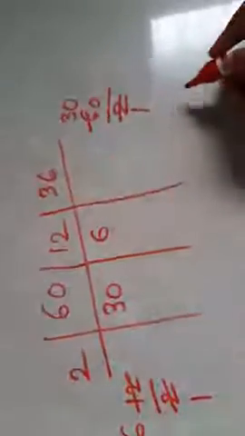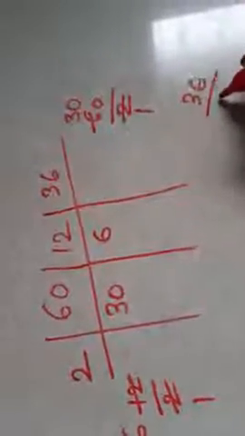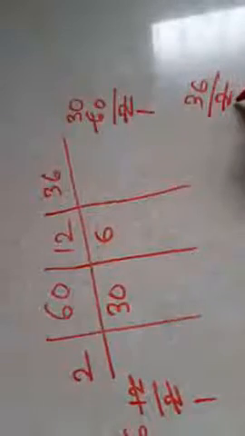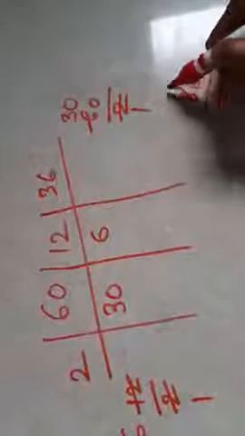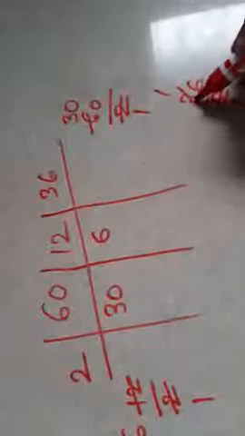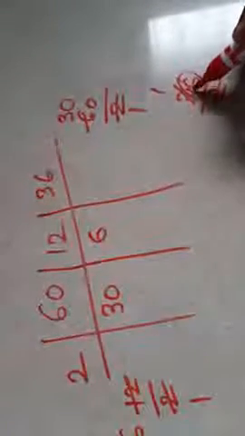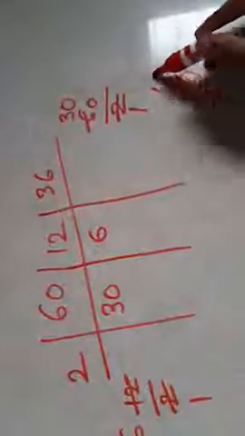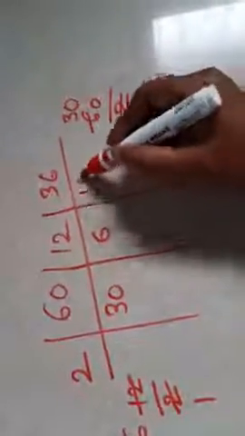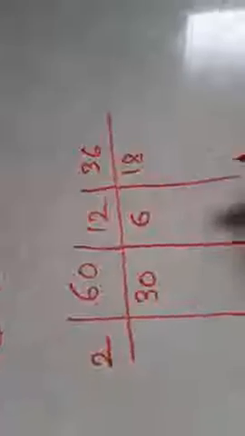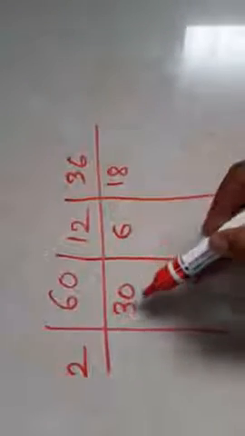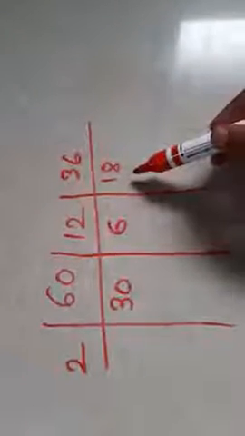36. Below that what should be written? 36 divided by 2. 2 ones are 2. First digit is 3. 3 minus 2 is 1. 1 we will write here. So the number is now 16. 2 eights are 16. So below 36 here will be 18. Now the numbers we got are 30, 6 and 18.